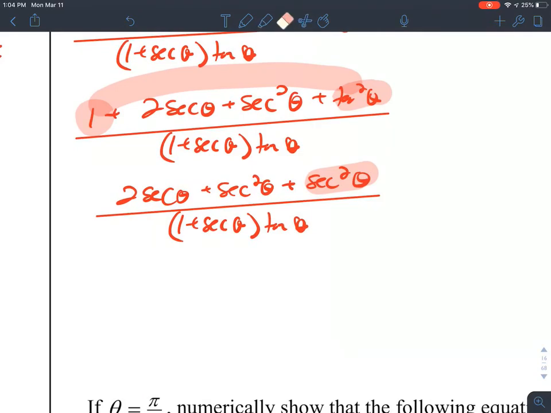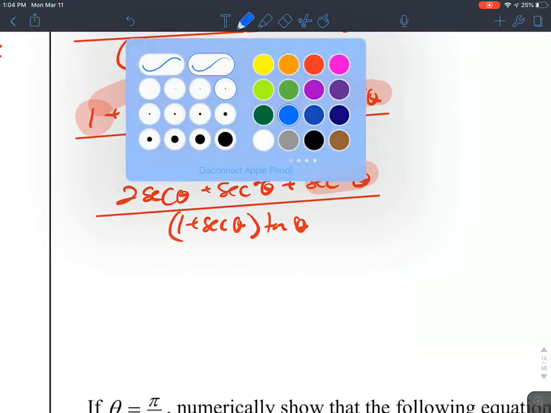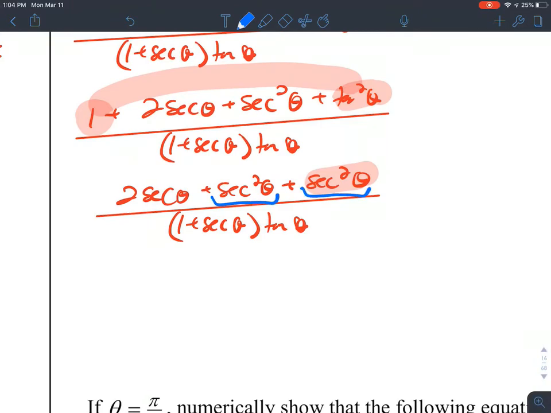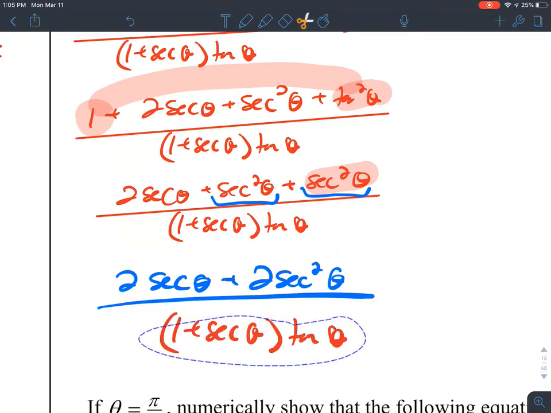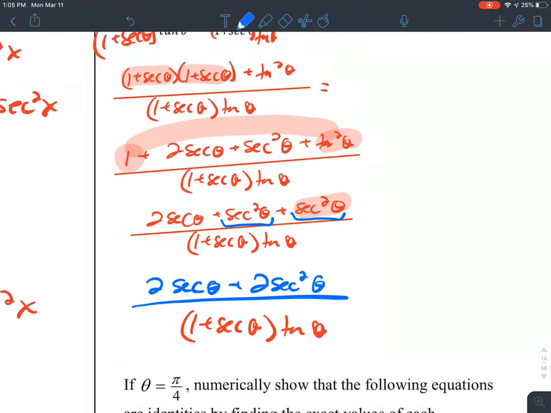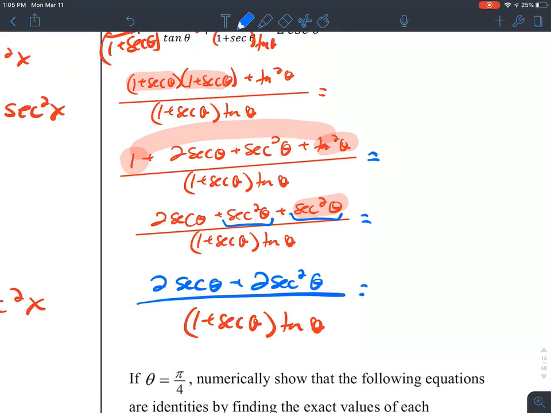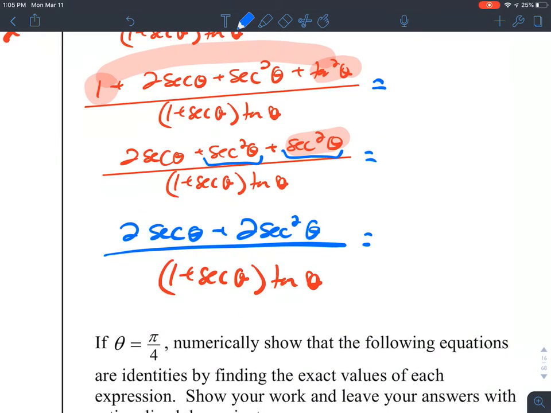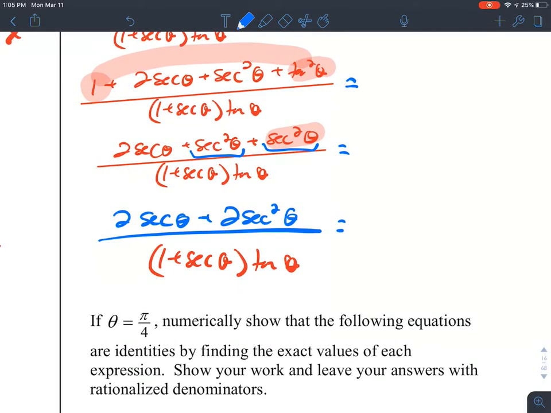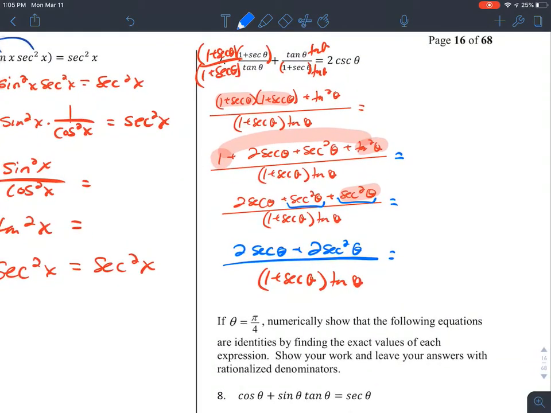Now if I combine like terms, this and this are like terms. There are two of those. So I have 2 secant of theta plus 2 secant squared of theta. Denominator hasn't changed. Also, the right side hasn't changed at this point. Now I can factor out of the numerator 2 secant. That's a GCF. That's common with both of those terms.